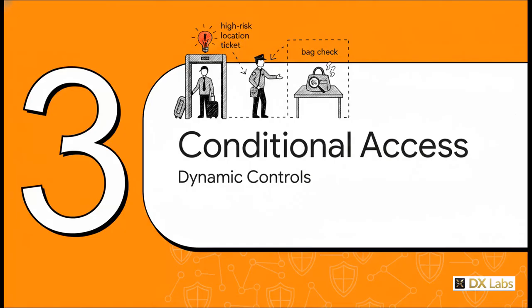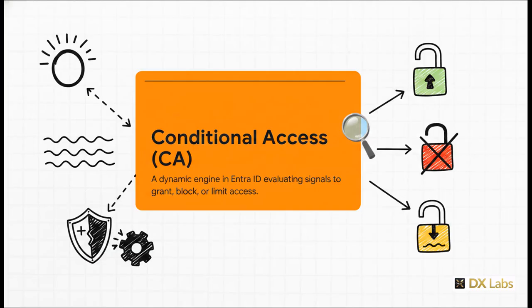Section 3. Configuring conditional access. So how do we dynamically enforce all these rules? Think about airport security. Normally, you just walk through the scanner, right? But if you flew in from a specific high-risk location or your ticket gets flagged, security dynamically pulls you aside for an extra bag check. In our Microsoft environment, this dynamic bag check is called conditional access, or CA. It's this incredibly powerful engine built directly into Microsoft Entra ID.